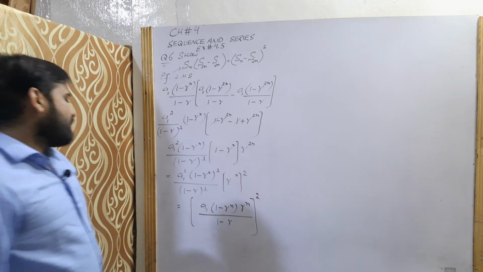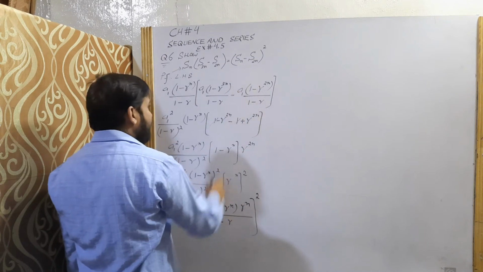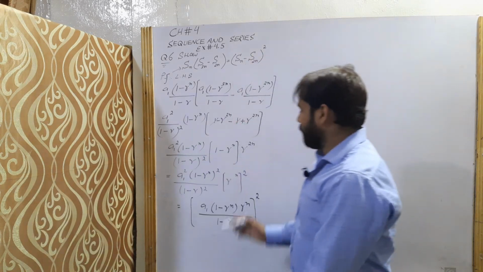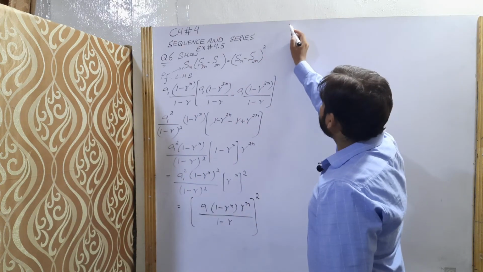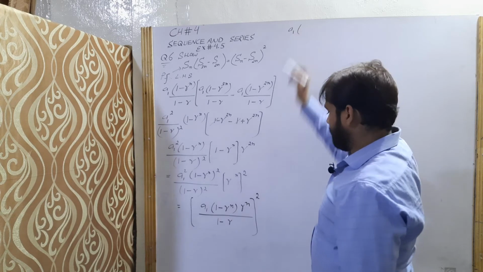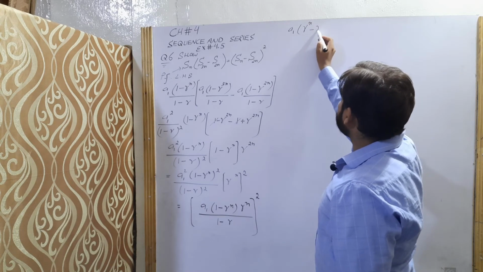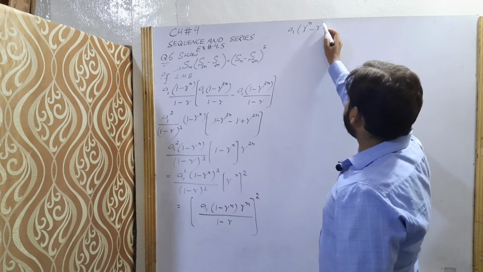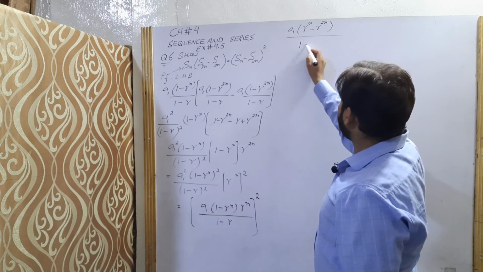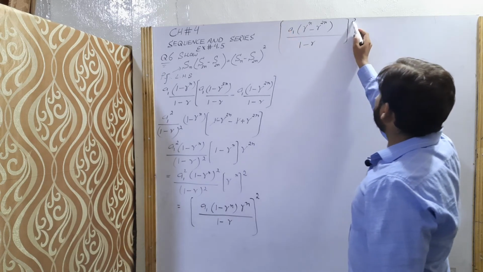Now we produce in this bracket Sn minus S2n. Square is there which we needed. So A1, r^n multiply with 1, this is r^n minus, bases are same, power must be added, this is r^2n, divided by (1 minus r) whole square.